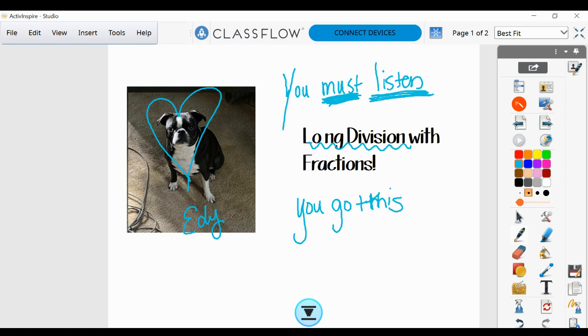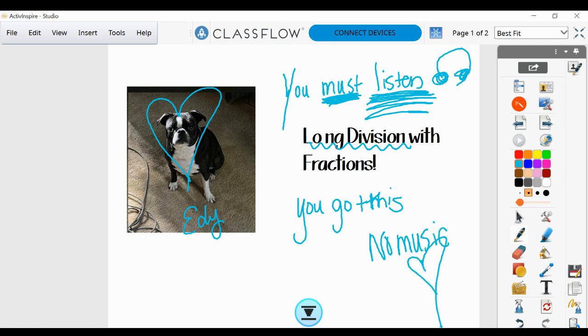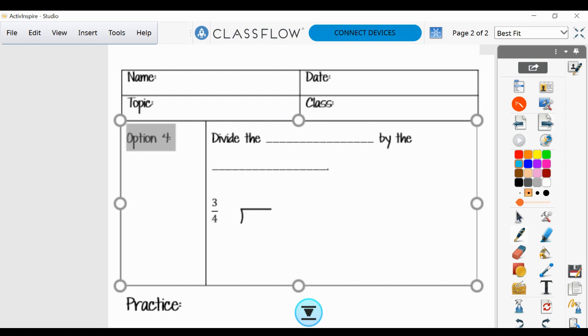So how I'm going to know you're listening, I'm going to say, hey, put a heart right there. Do this part on your own. And if you can't do it on your own, it's because you must listen. So go get your little headphones. Okay, you're going to have to just turn off the music. No music right now. You're only listening to me. I have really important stuff to say.